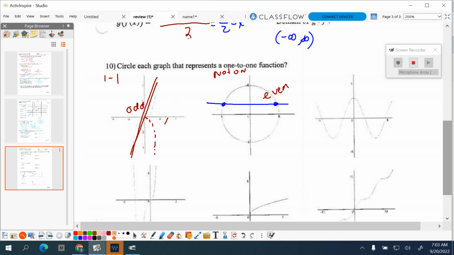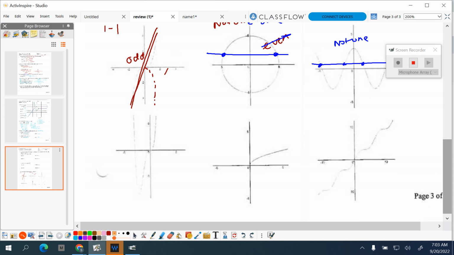And here, it's not 1-to-1. Here, it's not 1 to 1. I can make a horizontal line through here, and it hits it 1, 2, 3, 4 heights. 4 different heights. I mean, four of the same heights for 4 different x values. Similarly here, not 1 to 1. This is 1 to 1. And this is 1 to 1. And that wraps up your review for topic 1 in unit 1.